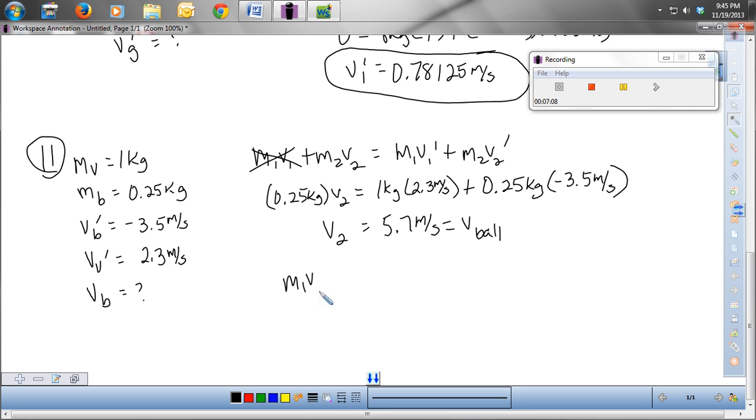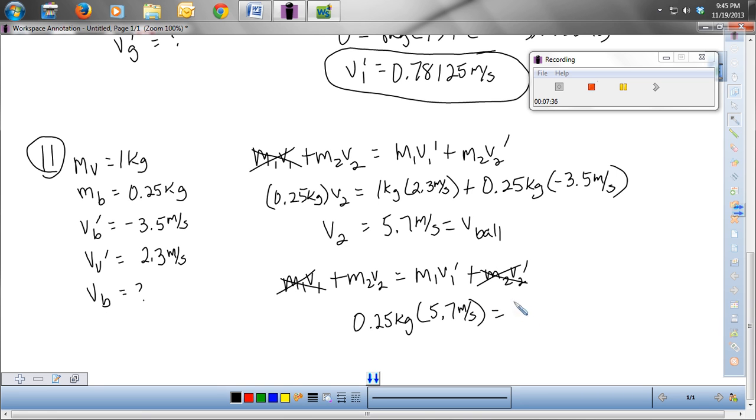So M1V1 plus M2V2 is equal to M1V1 prime plus M2V2 prime. So I said, well, that's the vase just sitting there, and that's the soccer ball coming to rest right there. So I had 0.25 kilograms, and I'm going to assume that she kicks it at 5.7 meters per second. And then I'm going to have a 1 kilogram vase. It's going to fly off with some speed that I'm going to call V1 prime. And when I did that, I got V1 prime to be 1.425 meters per second.